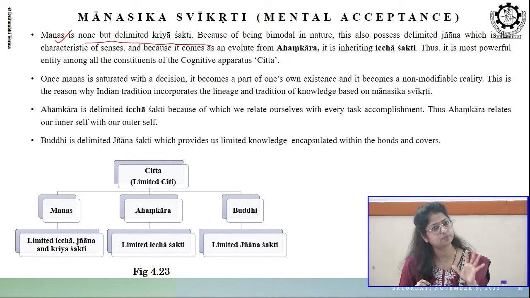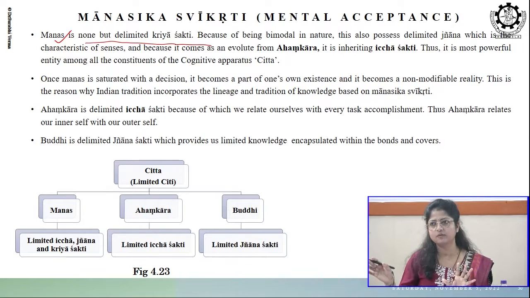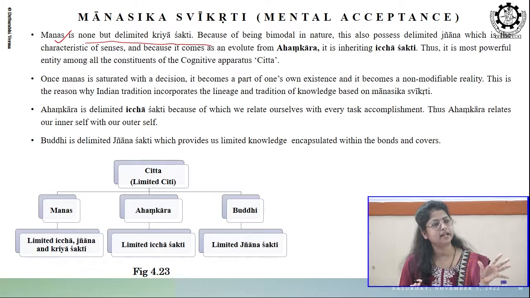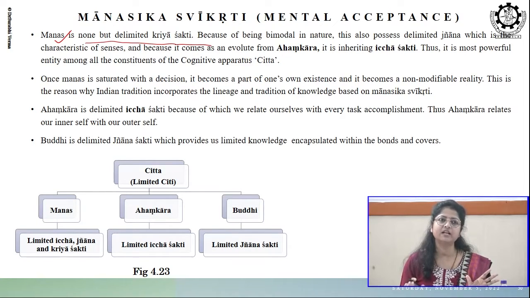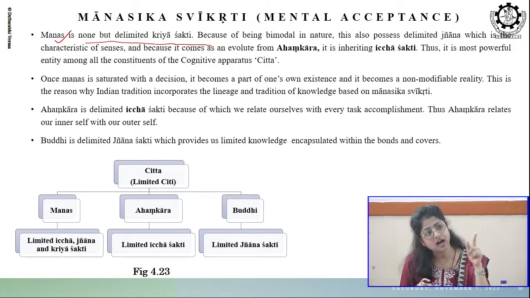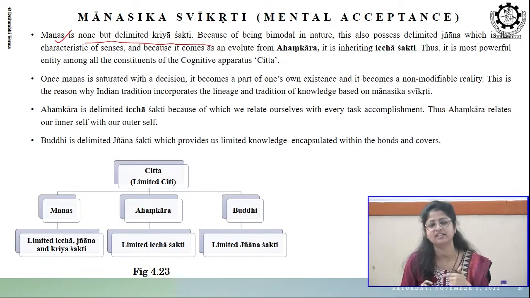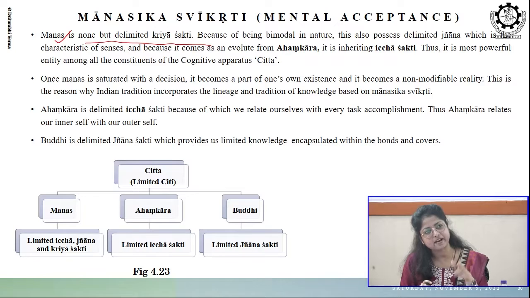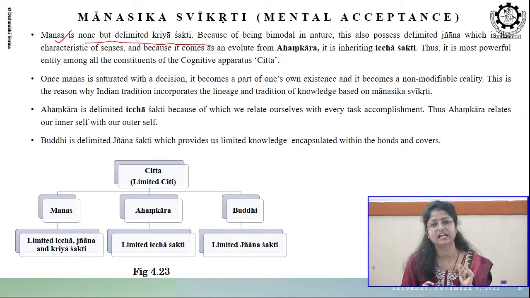And as it is bimodal in nature, it is occupying the characters of both. That means jnanendriya also, senses also, and karmendriya also, actions also. Jnanendriyas are having limited jnana shakti, that means knowledge power, and actions are having limited kriya shakti. So in turn manas is having both of them, limited jnana also, limited kriya also. And as manas is coming from ahankar, manas is the child of ahankar, just like we are the child of our parent, we inherit the characteristics of our parents. So automatically manas is having the characteristic of ahankar also, that is ichha shakti.